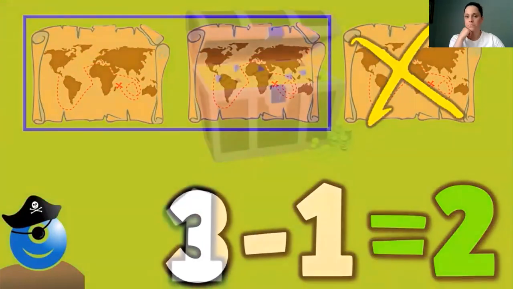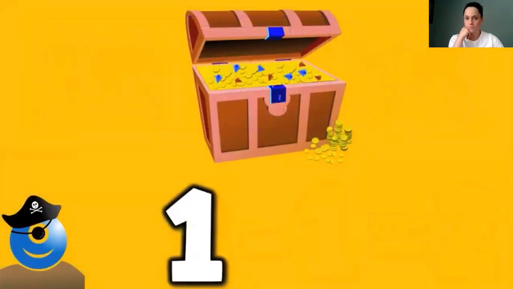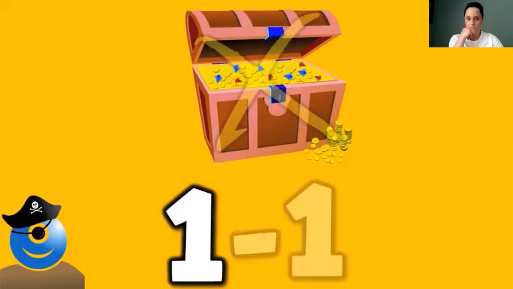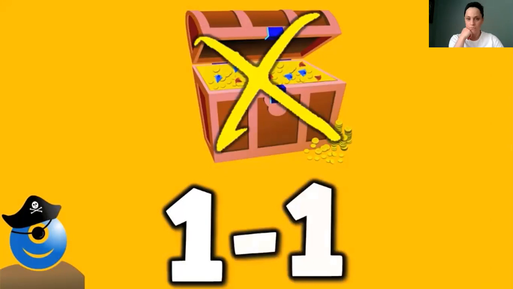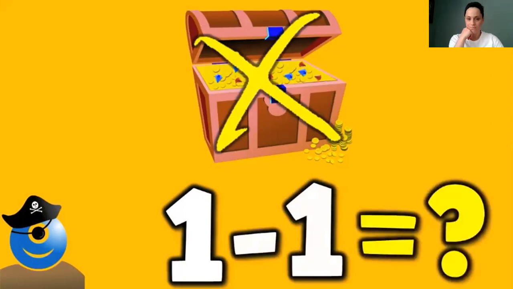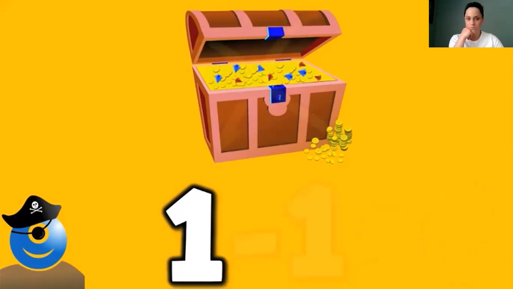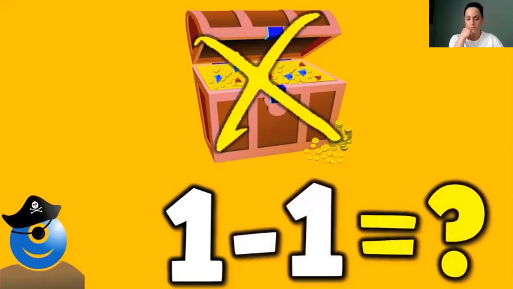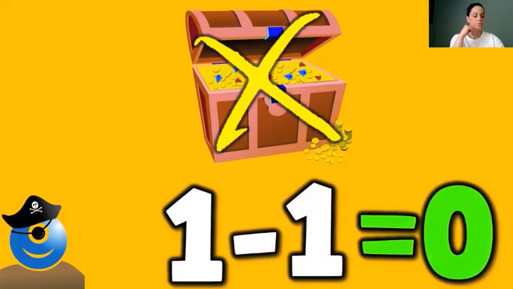Last story. One night, I had 1 big treasure chest with lots of gold and jewels. Then, after I had looked away, the 1 treasure chest had disappeared. Arr! How many treasure chests did I have left? Let's see. 1 minus 1 equals nothing. I had 0 treasure chests left.